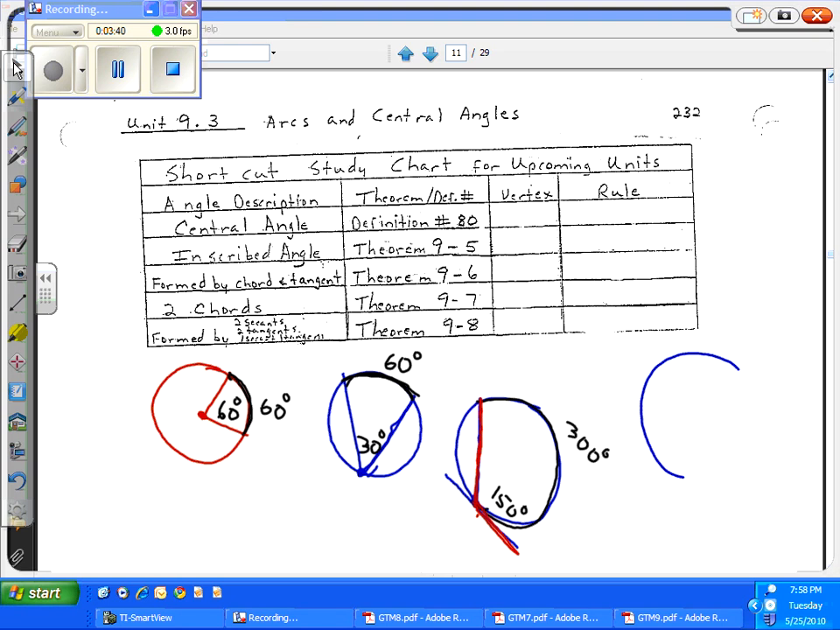An angle formed by two chords that intersect inside of a circle is equal to half the sum of the intercepted arcs. If this was 60 degrees and this was 40 degrees, their sum would be 100 degrees. Each of these angles is half of that sum, so they're both 50 degrees. They're vertical, so they've got to be equal. So they're half the sum.